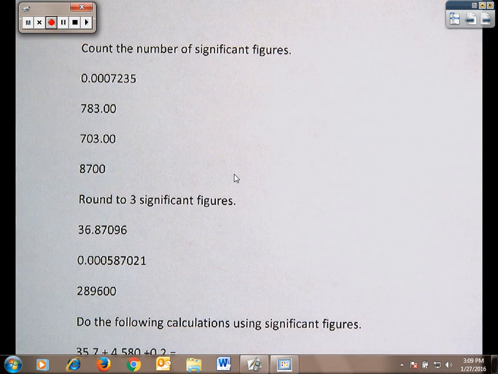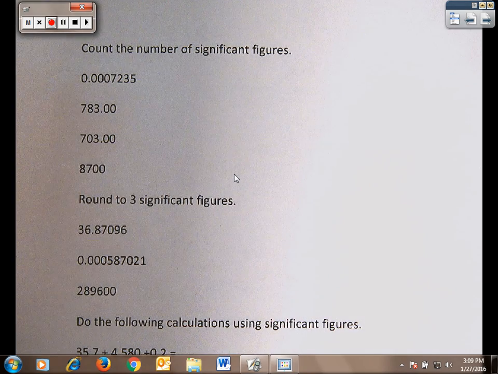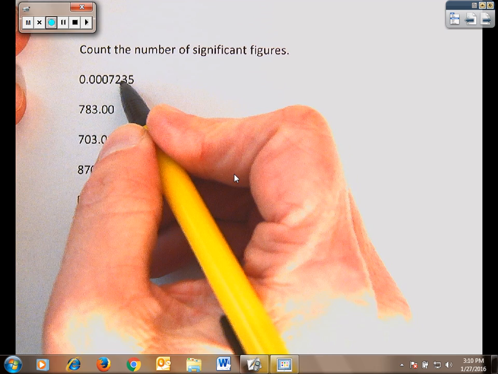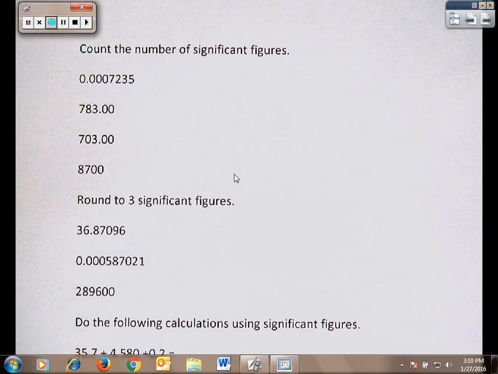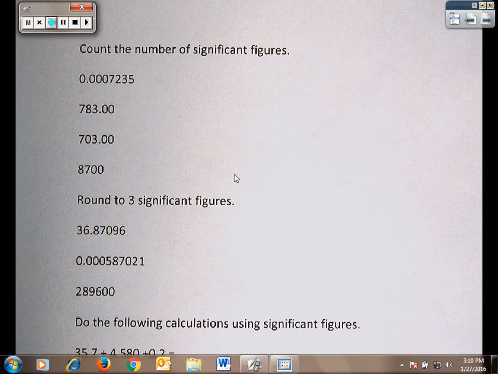All right, let's take a look at significant figures and calculations. First step, counting significant figures. You have to recognize that non-zero numbers are always significant. So whenever you're doing this, anytime you see a 7, a 2, a 3, a 5, a 6, an 8, any non-zero numbers always count as significant figures. What you got to worry about are the zeros, and there are three types.